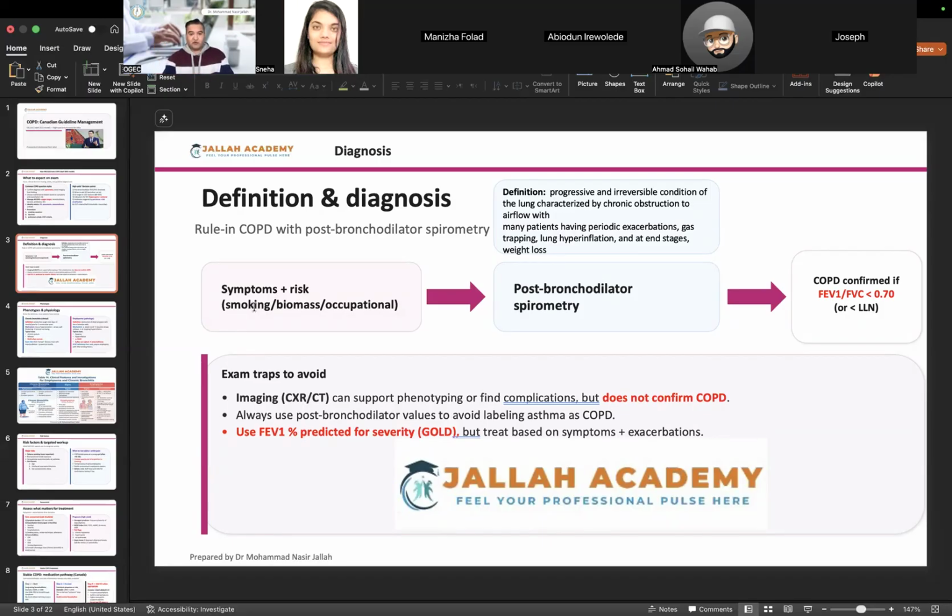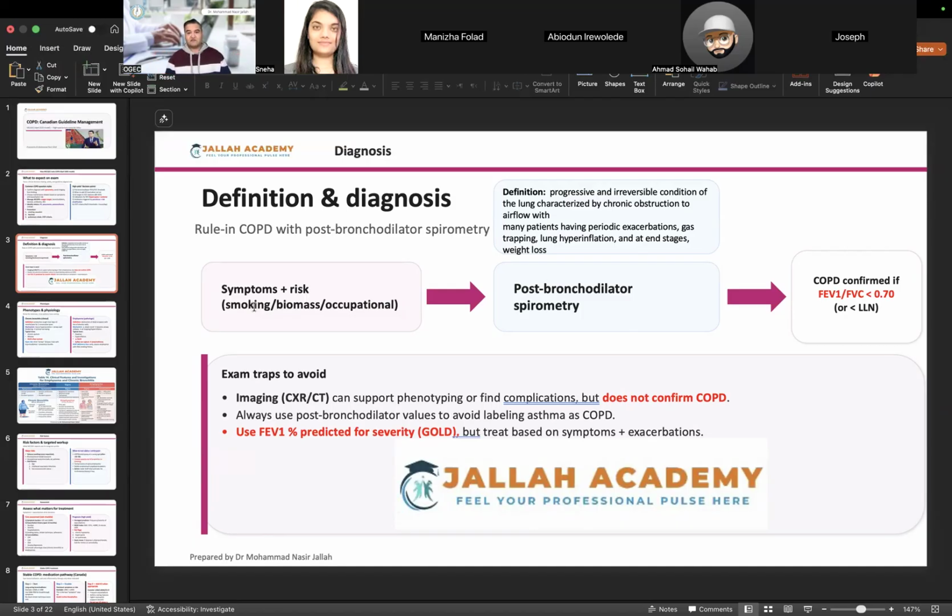So exam traps to avoid, things that you need to avoid because they will test you on that. So chest X-ray and CT scan can support phenotype. It will help you to find out about the types or the phenotype of the COPD or the complication, for example, pneumonia. For pneumonia, it's hard to diagnose it with spirometry, right? For that, obviously, you have to use the chest X-ray. Or, for example, you have pulmonary emboli. For that, you have to do the CT scan. Other than that, don't do imaging. Spirometry is it. That's it.